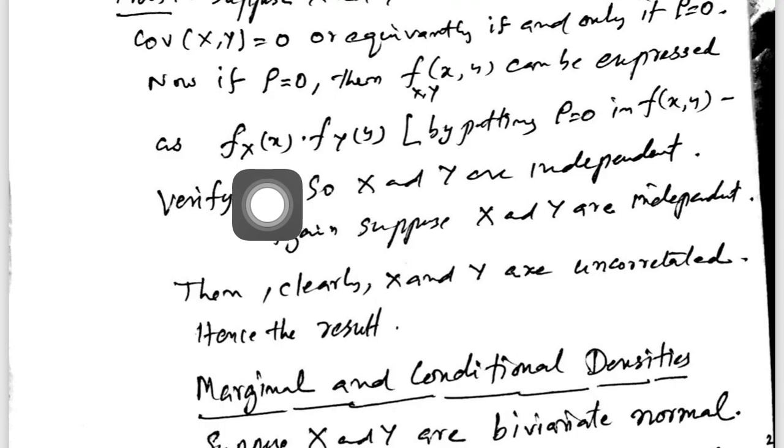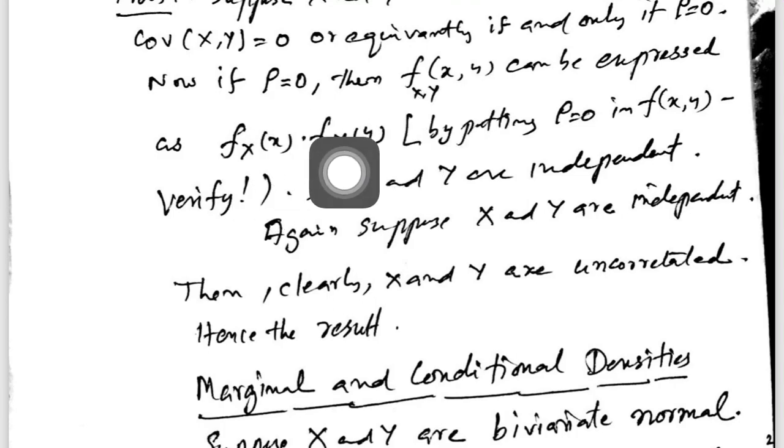So what we have proved now is that the joint density fxy is equal to the product of the marginal densities of x and y. That means x and y are independent. So in order to show that x and y are independent, it is very easy to put rho equal to 0 in the joint density of the bivariate normal distribution.